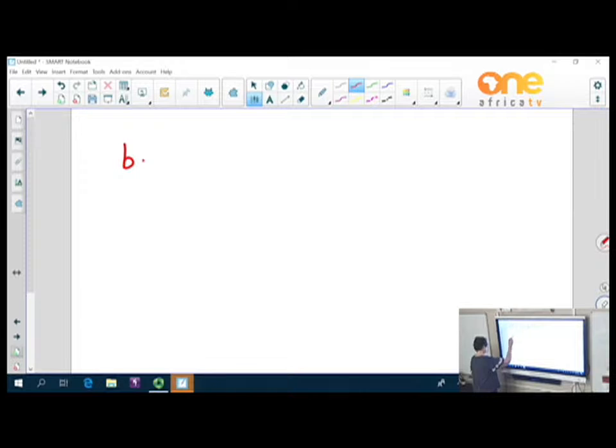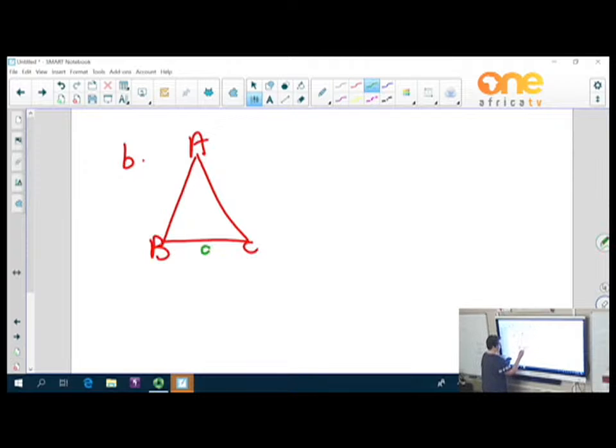And then number B. So we have triangle ABC this time. There's your triangle ABC. Let's mark the sides. This is A, this is B, this is C. AB is 7.8, AC is 4.9 and BC 9.1. Find the angles of the triangle ABC. So this time we just need to find them all. Doesn't matter where you start.